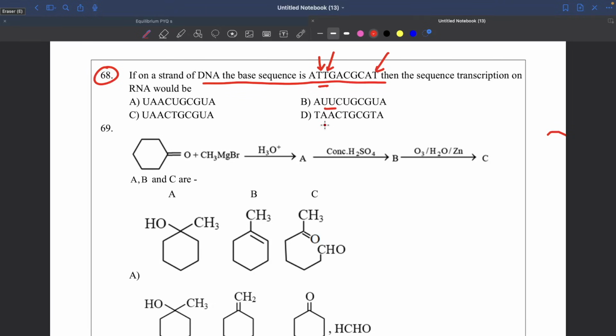Okay. One strand of DNA sequence is given. The sequence of transcription on RNA would be... In RNA, thymine isn't there, uracil will be replacing the thymine. So, if that is the case, but why has he changed the sequence? DNA and RNA are different strands, they can't be compared, right? So, A is there as it is, so the most appropriate answer looks like A, this one.